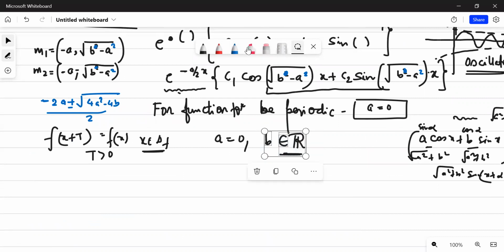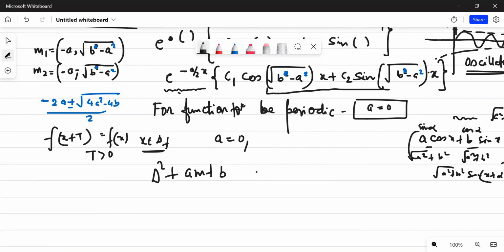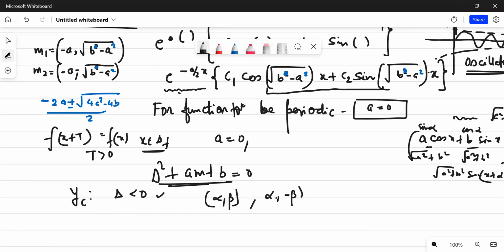See, up to the complementary function, what can be asserted? What can be argued is that your differential equation was D squared plus aD plus b, and we wanted to see that the function is periodic. So we first wanted to see whether your complementary function was periodic, and we ended up saying that your discriminant must be less than 0. If the discriminant is less than 0, then there will be two roots, alpha plus beta i and alpha minus beta i, and obviously alpha squared plus beta squared would be equal to b. So all I can say is that b must be greater than 0.